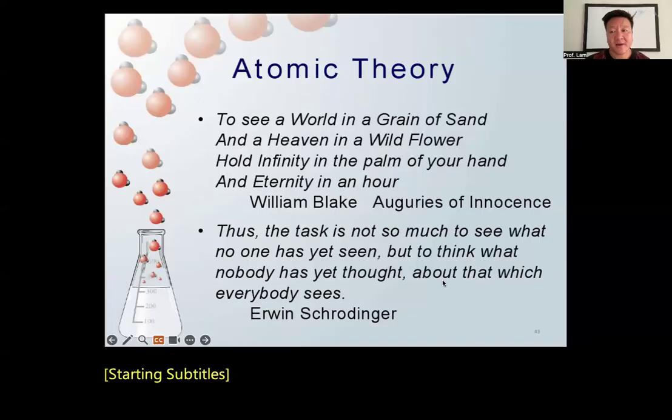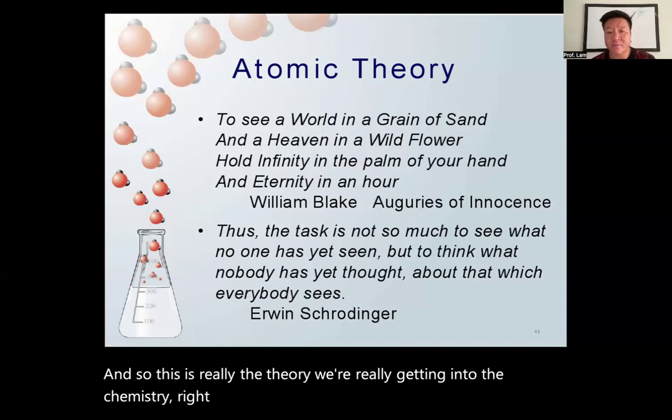All right, guys. So the next chapter 4 topic that we're going to be talking about is the electron waveforms and atomic orbitals. So again, let's go back to our slide. So this is really the theory, we're really getting into the chemistry right now. It's the theory of the atom, right?